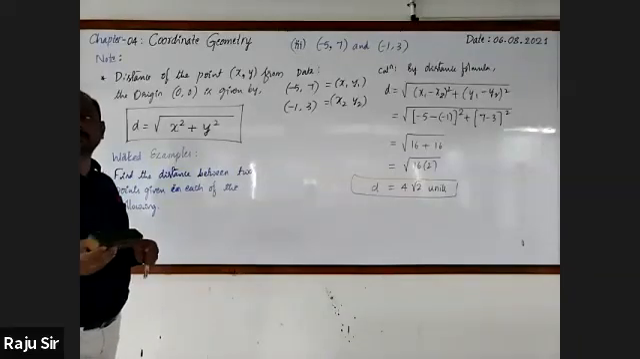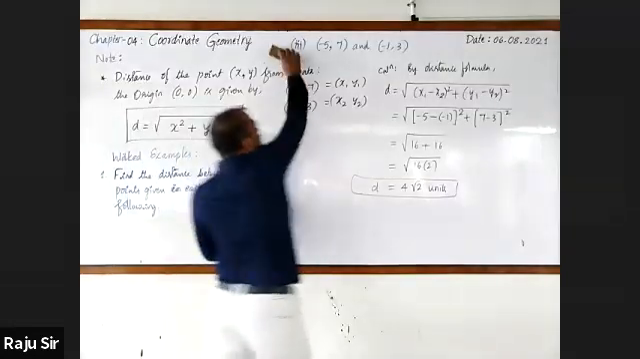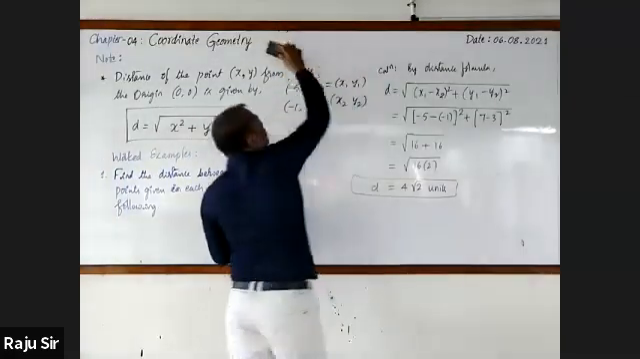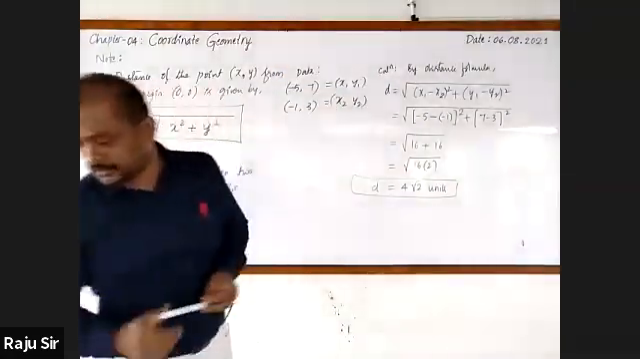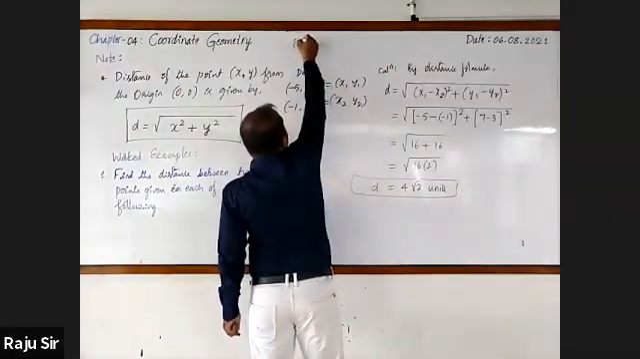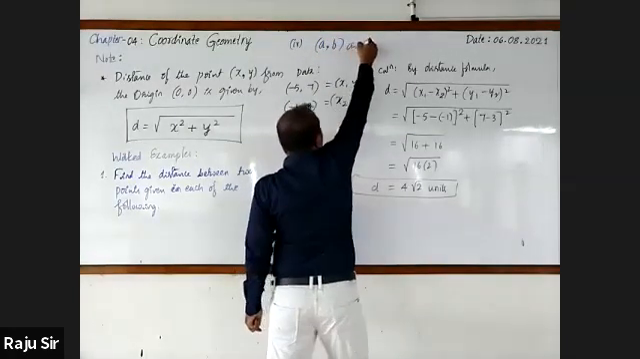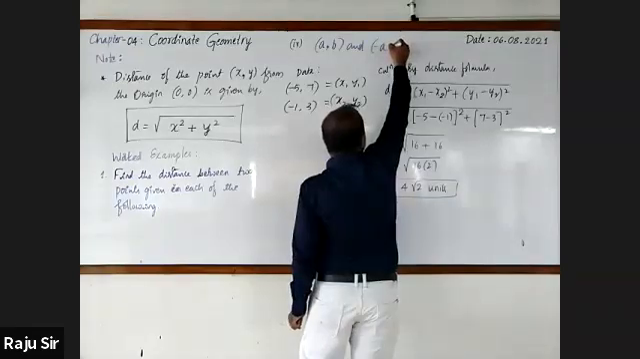This was given in the examination just for 1 mark. Simple again, very simple. Right. Fourth one: a comma b and minus a comma minus b.